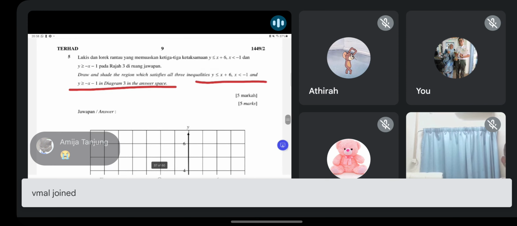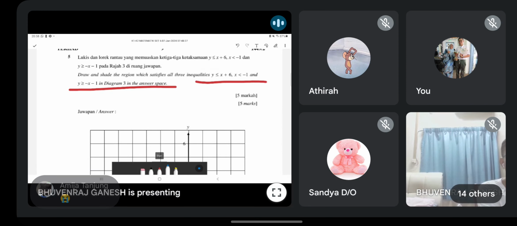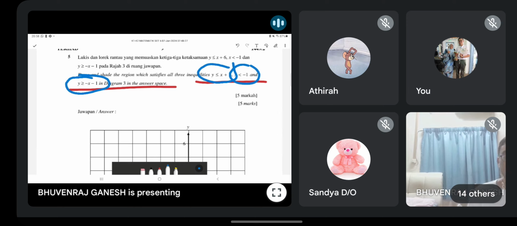Okay, so how to do this? Tak susah pun, jangan risau, no worries. Okay, first thing, kamu lihat, saya guide kamu sikit lah. Kamu ada 3 ketaksamaan, 3 inequality. So, kamu tulis dulu dalam bentuk persamaan. Write in the equation format. X plus 6, X equal negative 1, Y equal negative X minus 1.